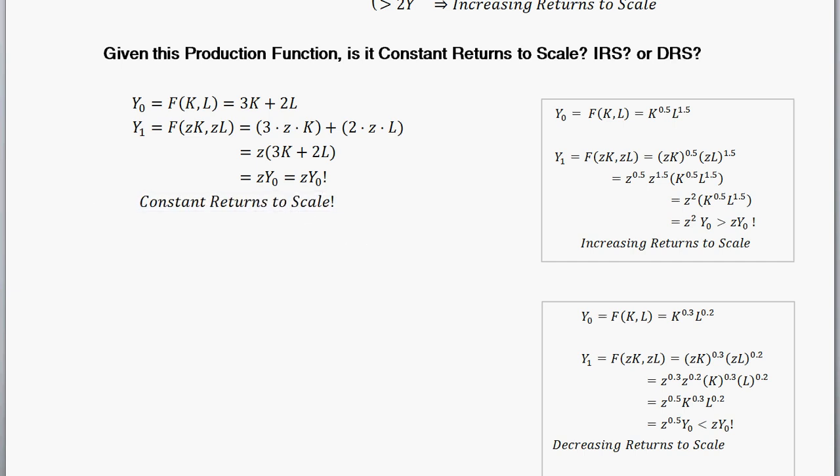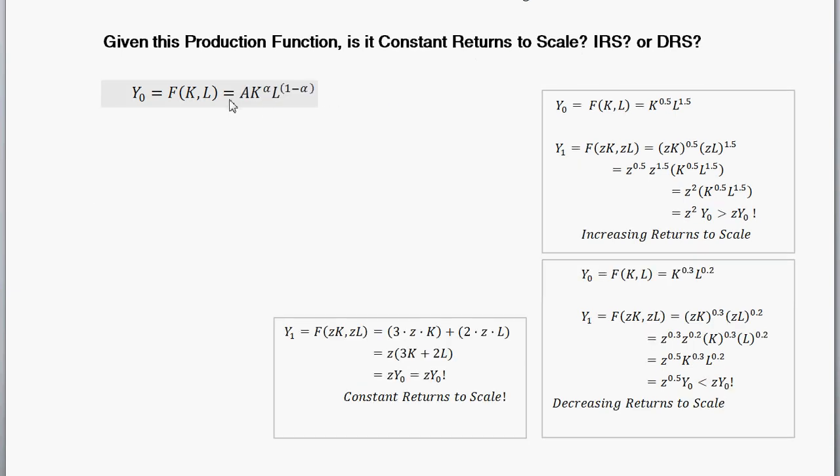Sweet. Okay, one last example. We'll do just a Cobb-Douglas production function here. This form of the production function is a Cobb-Douglas. You have A, which is like technology, K for capital raised to the alpha, and then L for labor raised to the 1 minus alpha. What do you think this is going to be? If you're familiar with the Cobb-Douglas production function and you see these exponents, you should be able to tell what kind of returns to scale it is pretty quickly. But let me go through the math to show you what it is.